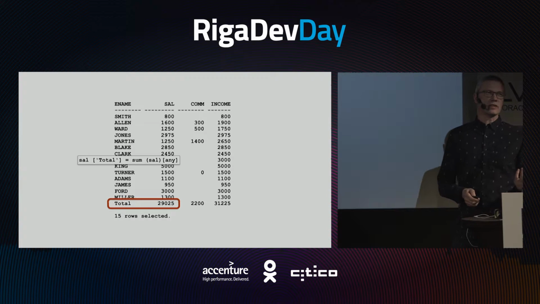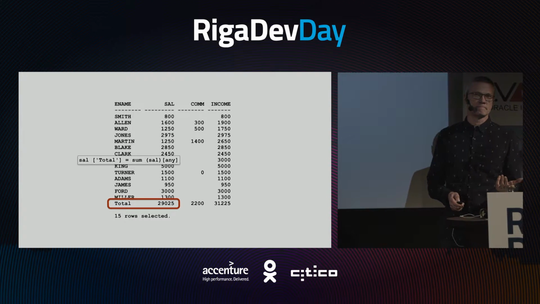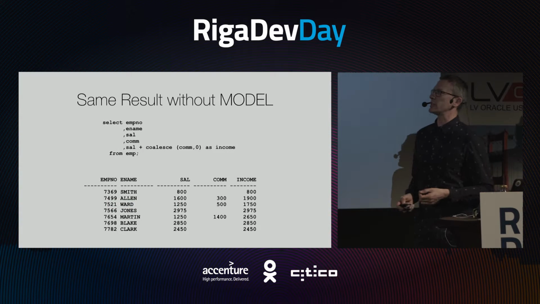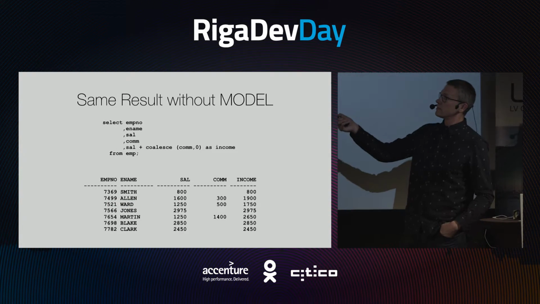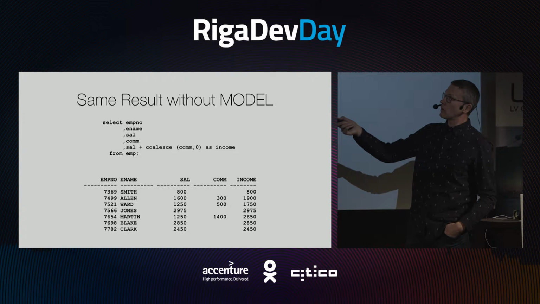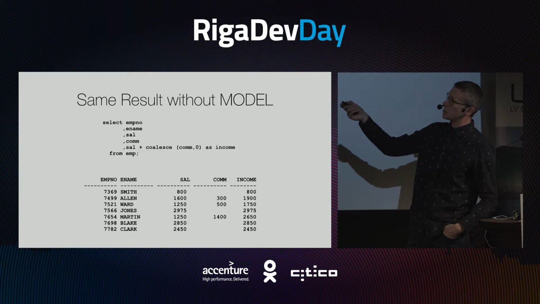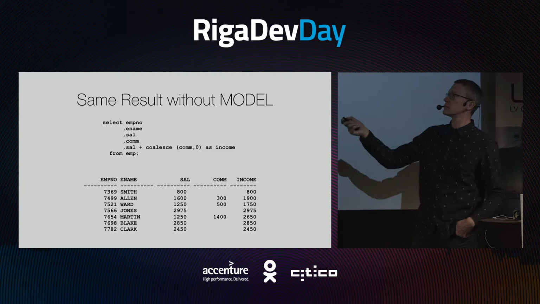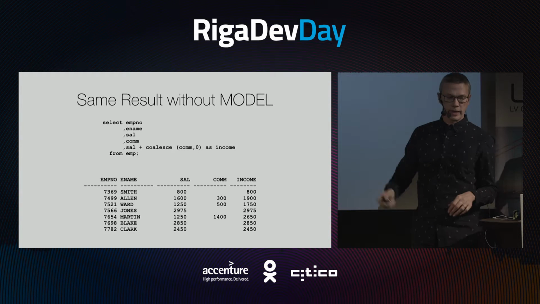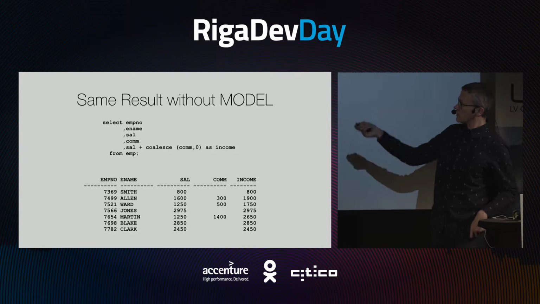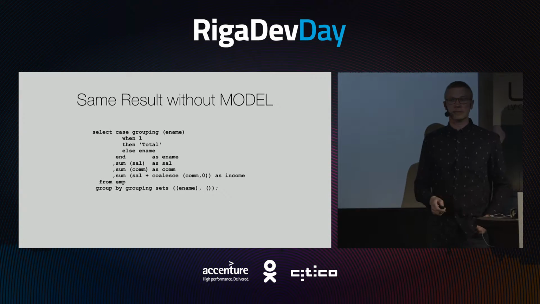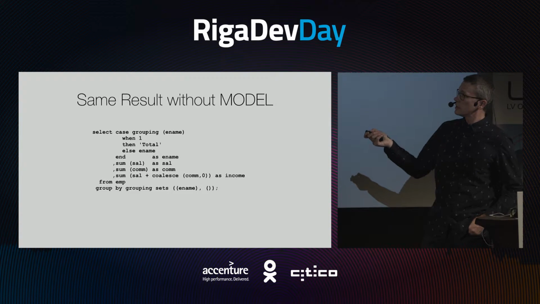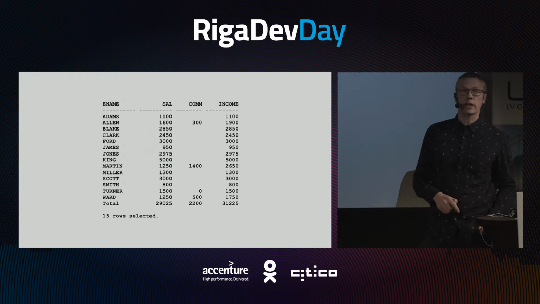Do you really need the model clause for this one? No, not really. You can also get the same results without the model clause. Build up all the columns, salary and the commission, coalesce that one. That's the big brother of NVL. For the income column, add group by grouping sets to the complete query, and there you have the same result sets.